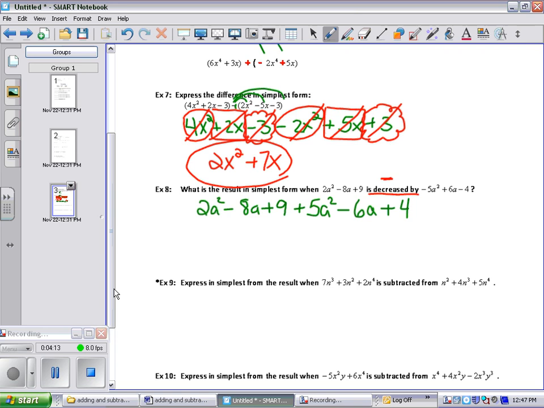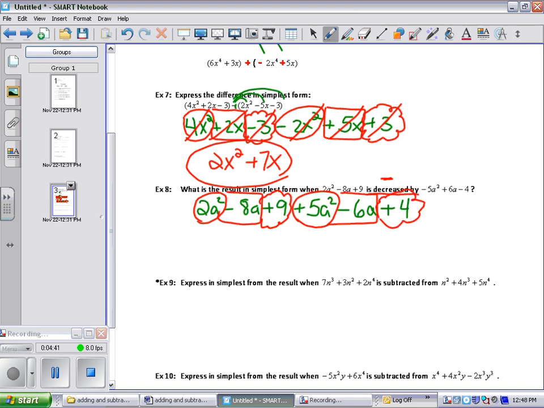Can we combine like terms? Of course. Let's see what goes with what. So I've got a squared here. Where else do I have an a squared? My 5 right here. Now let's box the next set that's the same. I've got an 8a and a 6a. And then I'm going to put a cloud around my last ones.